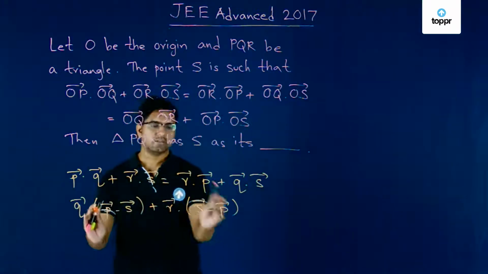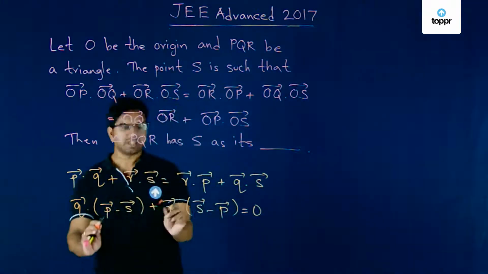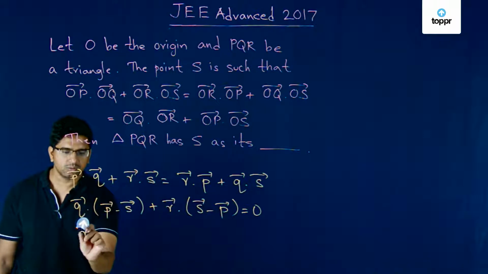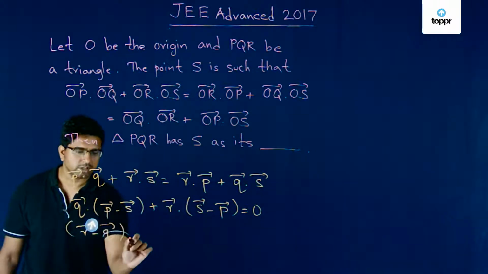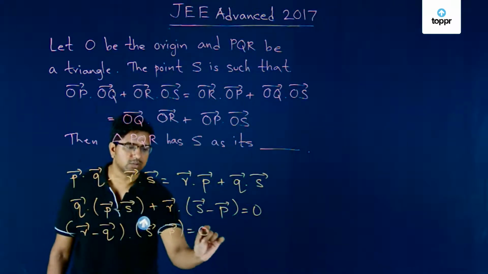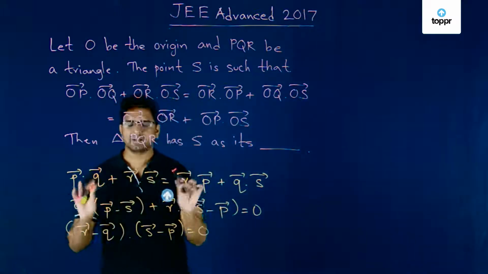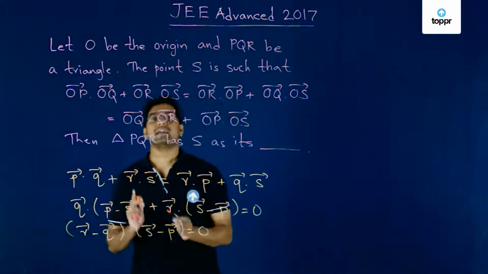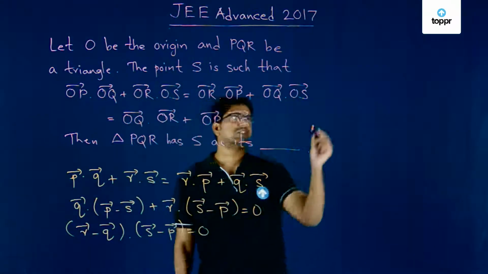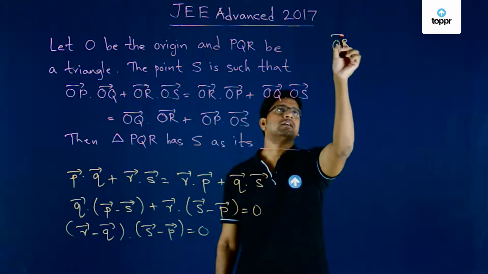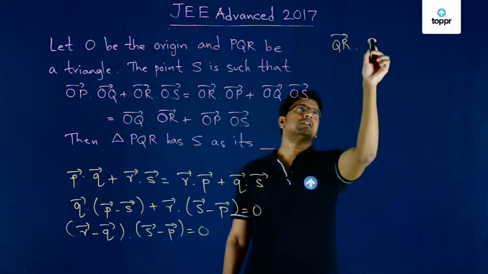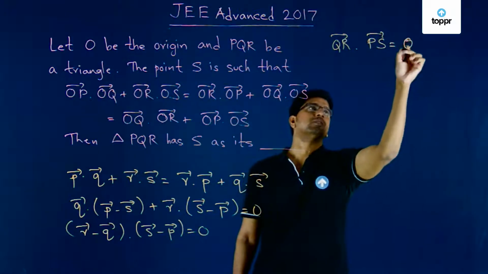So this is equal to 0, which means we can actually write it in a better way. That is, we can write it as r minus q dot s minus p equals 0. Just simple vector algebra. Now it makes a lot of sense, because r minus q, what is this? If you subtract the position vectors, it just says that the vector QR, and if you take its dot product with the vector PS, this is equal to 0.